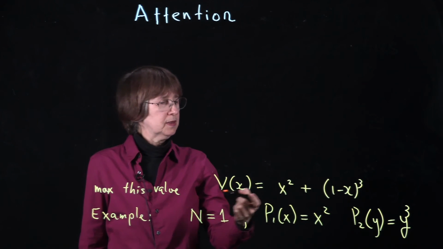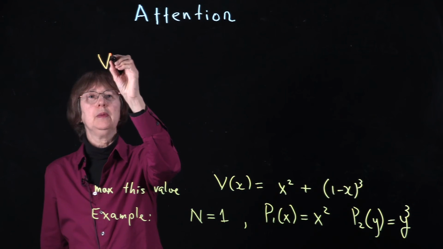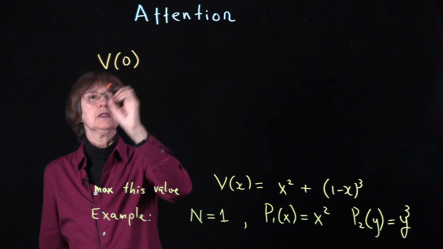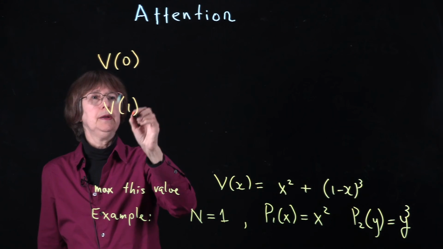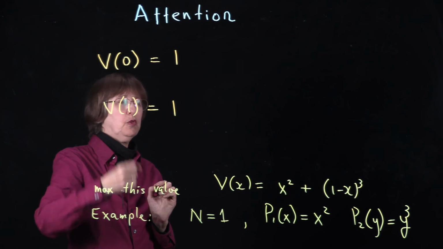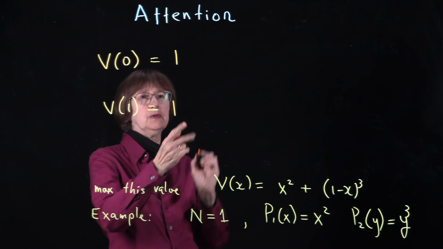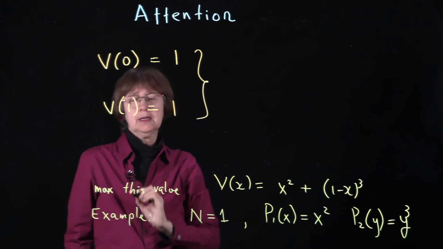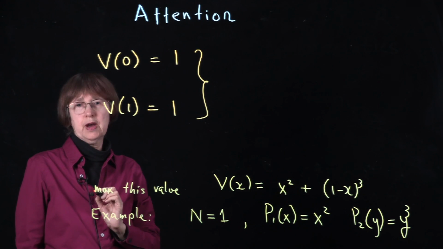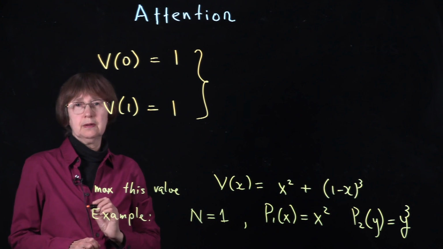So now let's look at this function one more time and examine what happens at the two endpoints, namely when x is 0 and when x is 1. In this case, we get equal value if we pay full attention to food type 1 or to food type 2. These two come out to be precisely the same, and both of these strategies are better than subdividing attention between the two foods.